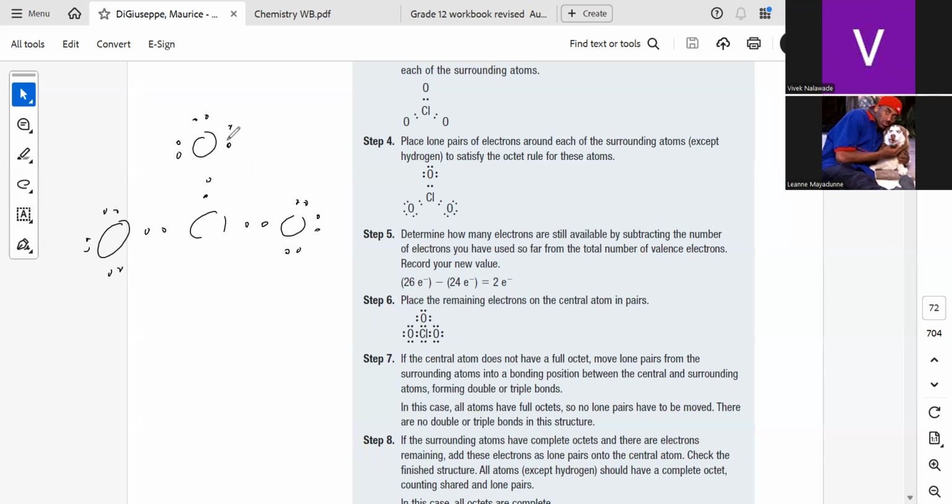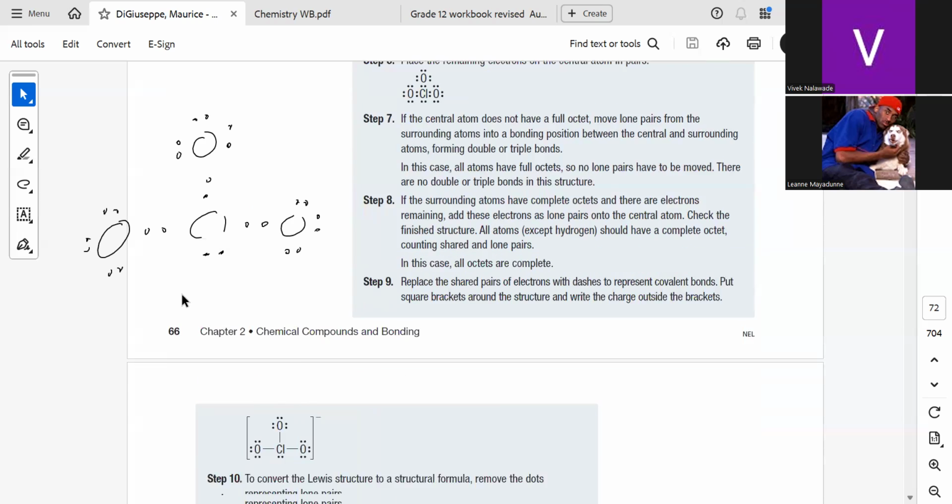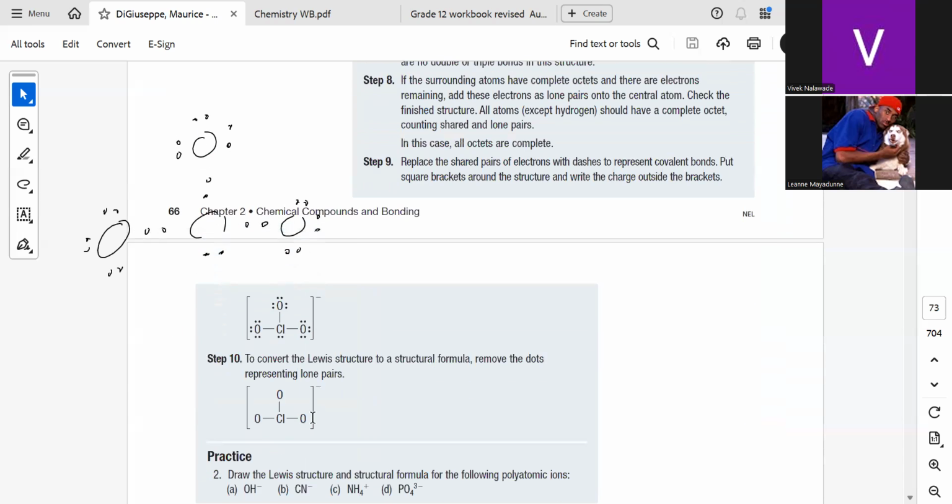And have we consumed all of them? We have 26 electrons, right? Or we have 24. Two electrons are still remaining and the octet is not complete. So we'll give the two electrons to chlorine. So that becomes your structure.